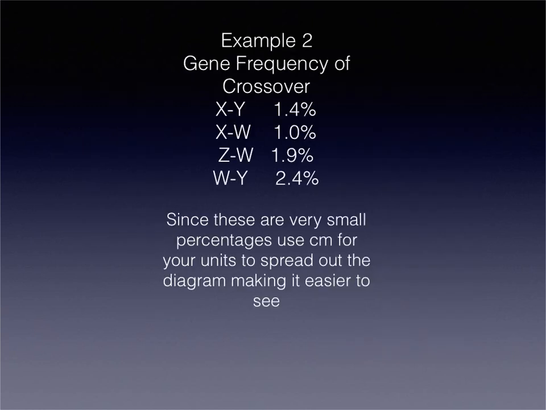For example 2, the percentages here are much smaller, less than 2.5% for the biggest one. Very not like Mendelian, right? Mendelian ratios are 25% or 50%, much higher percentages. These are super small. So because they're very small, we're going to have to use a bigger unit of measurement to spread out our diagram and make it easier to read. So we're going to use centimeters for this one, and do our diagram with centimeters.